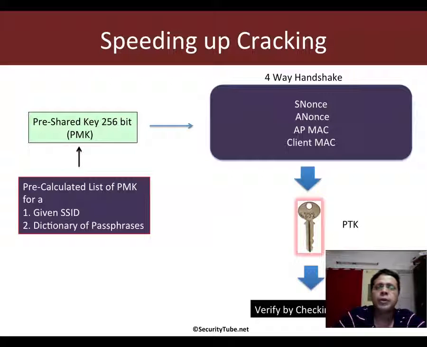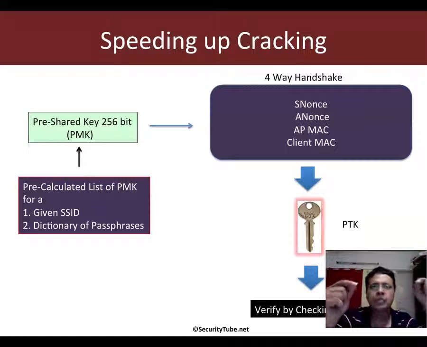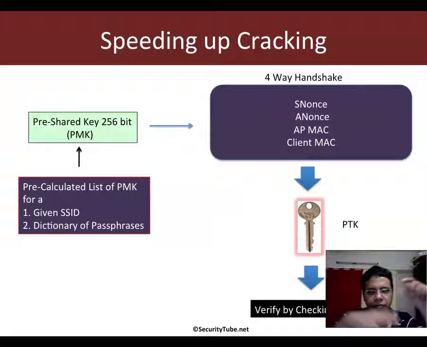So what are we going to do now to speed up cracking? As many of you have already guessed, instead of going through the painstaking approach of taking every passphrase, taking the SSID, and having them go through the function to get the PMK, we will pre-calculate all the PMKs for a given SSID and for a list of passphrases. So here is the deal. Let's say you know that your target has an SSID D-Link, and you also suspect that they probably use a very common passphrase.